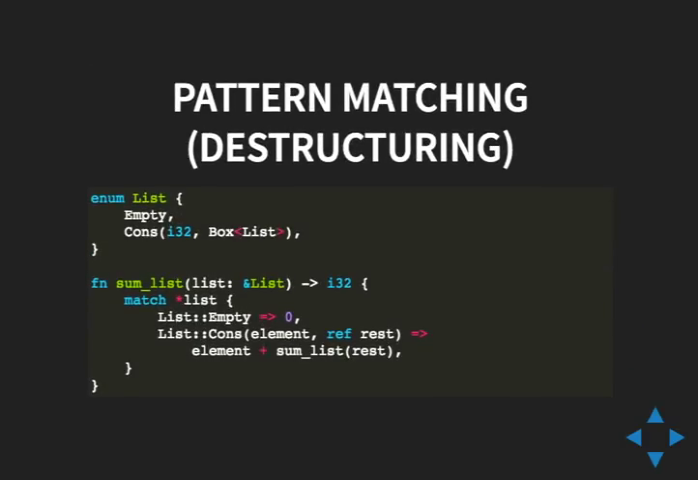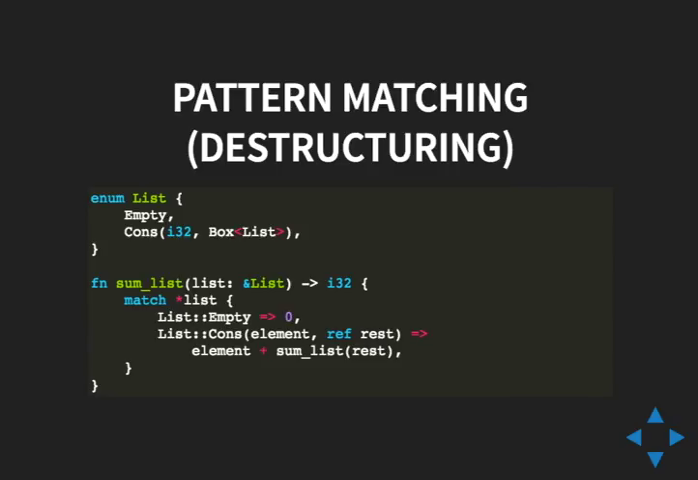We declare a simple list type, which is an enum. In Rust, an enum is a sum type, which means that a variable can either be the empty list or Cons, which contains two values, the element of the list followed by the rest of the list. So we can use pattern matching to destructure a value, which means that it will assign the values inside the variant, for instance, to variables.